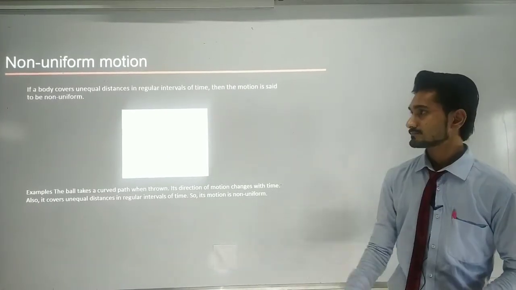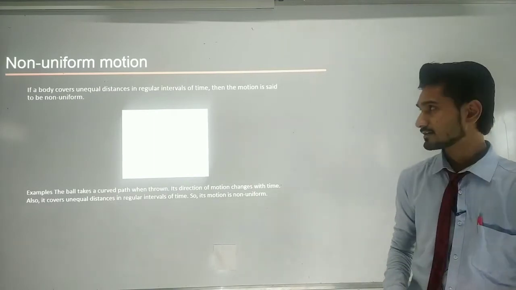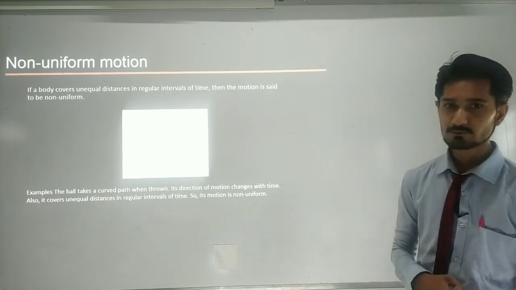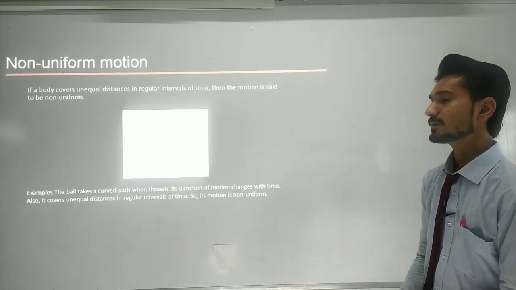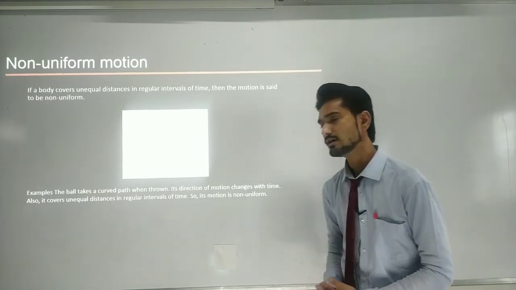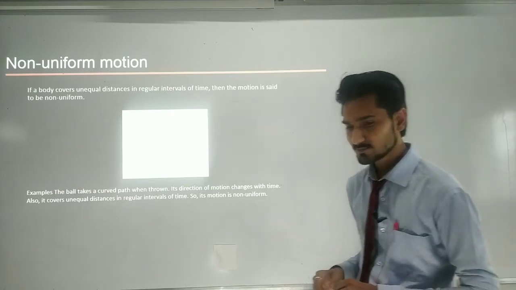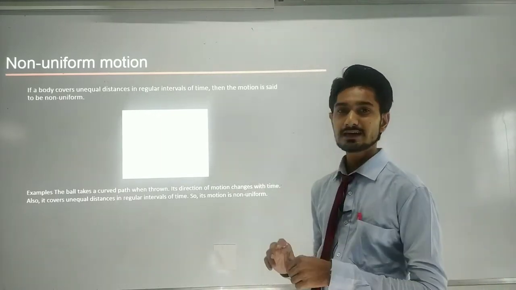Okay, as you can see, if a body covers unequal distances in unequal intervals of time, then the body is said to be in non-uniform motion. Example: the ball takes a curved path whenever we throw it into the air. Suppose we are going to understand that example. For that, what am I doing here? If I take a ball and I throw it into the air, what happens to that?